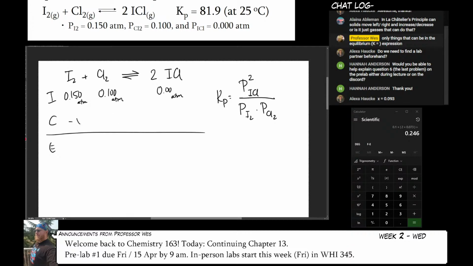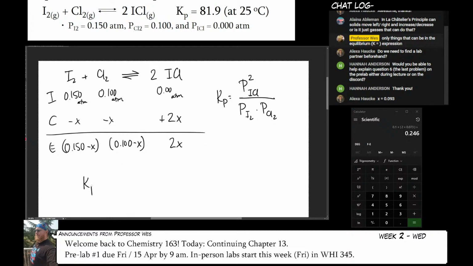We're going to consume reactants. We're going to produce products. I'm going to put the 2 in this time, so I don't embarrass myself. There we go. All my sums look correct. Okay, cool. So now that I've got my equilibrium concentrations, I'm going to plug those all into Kp.